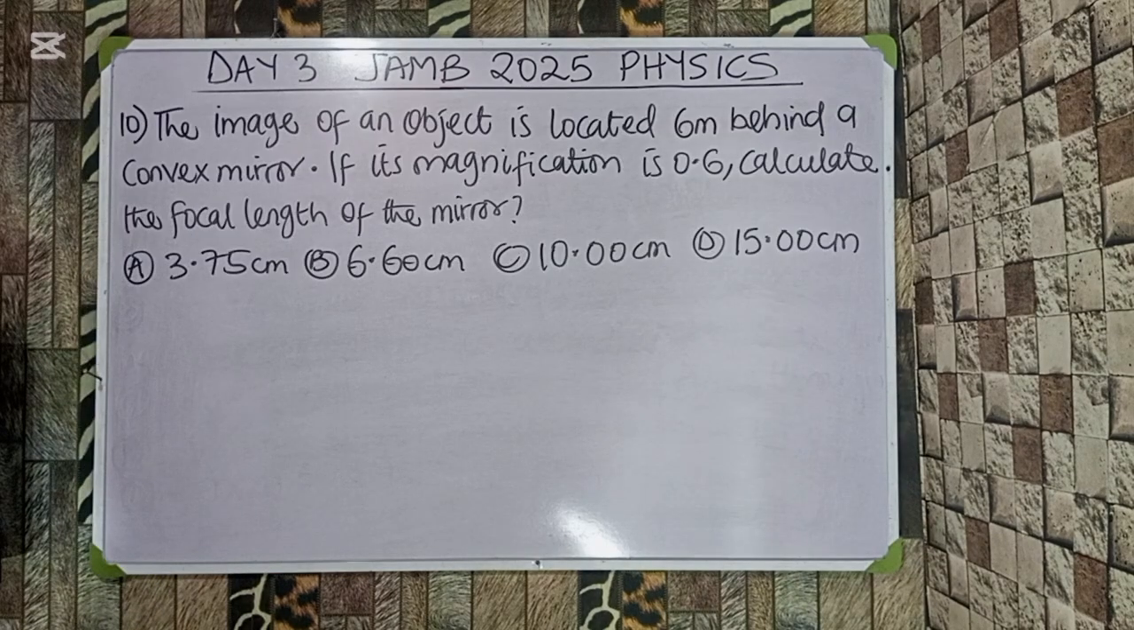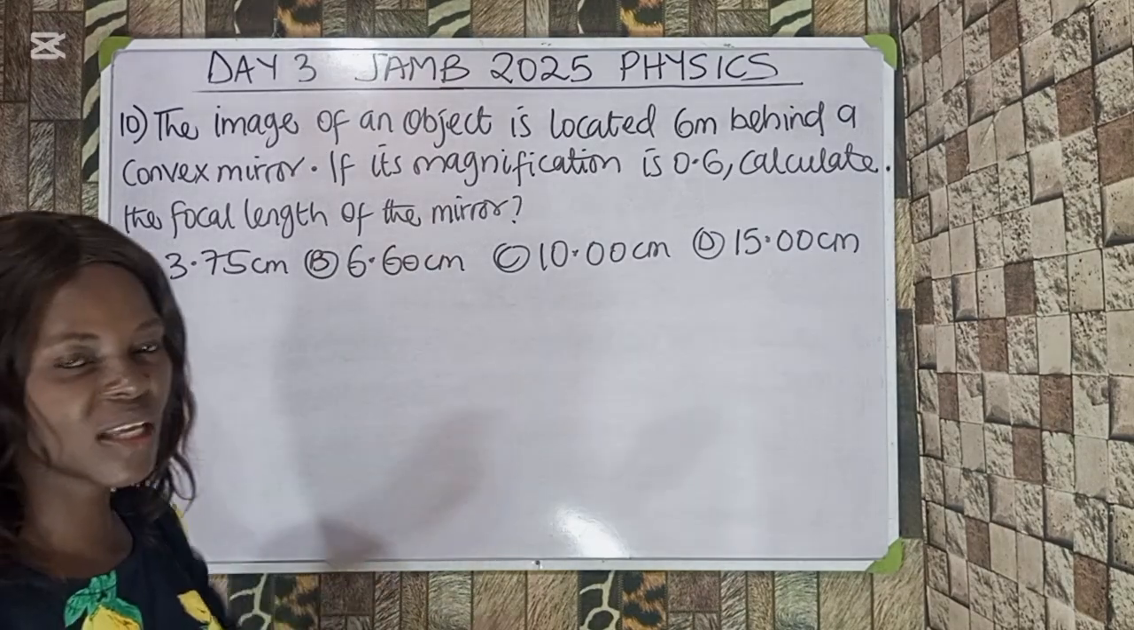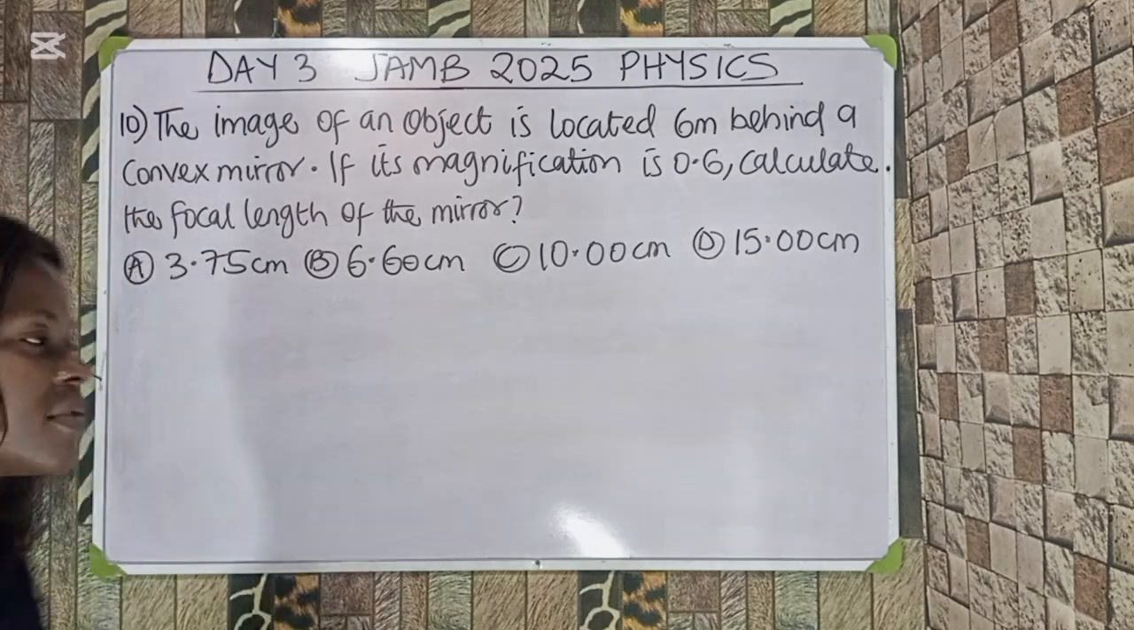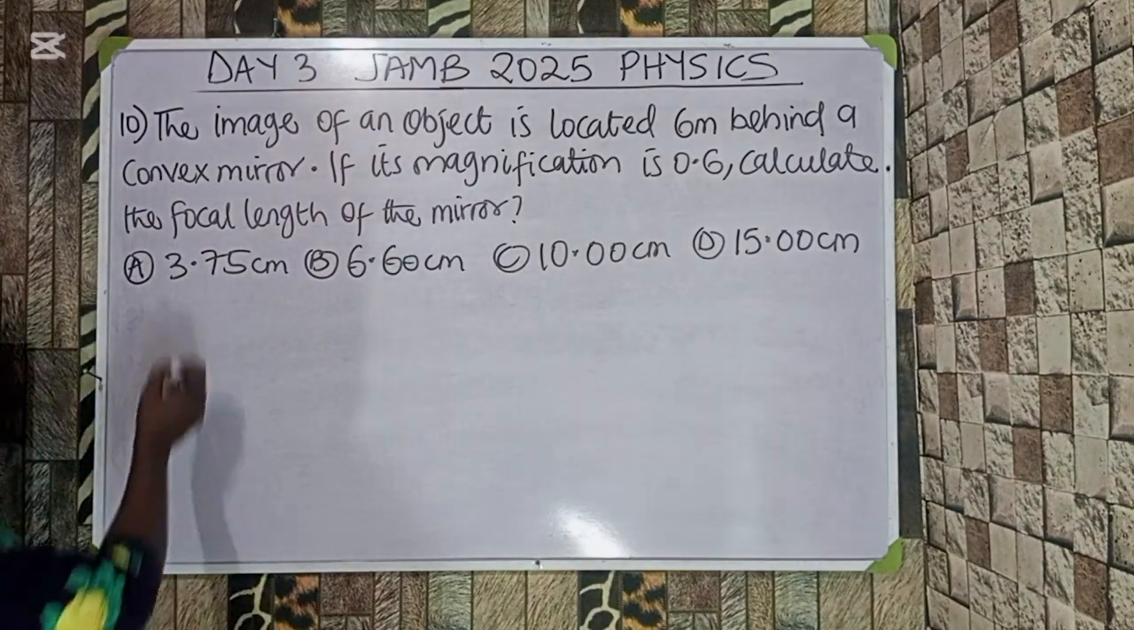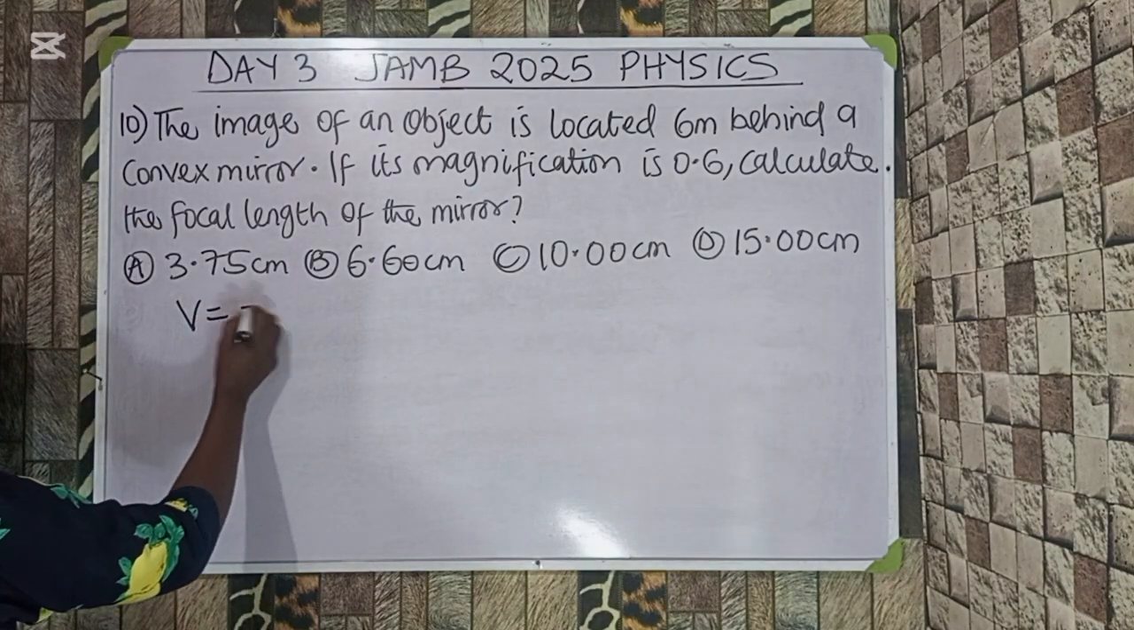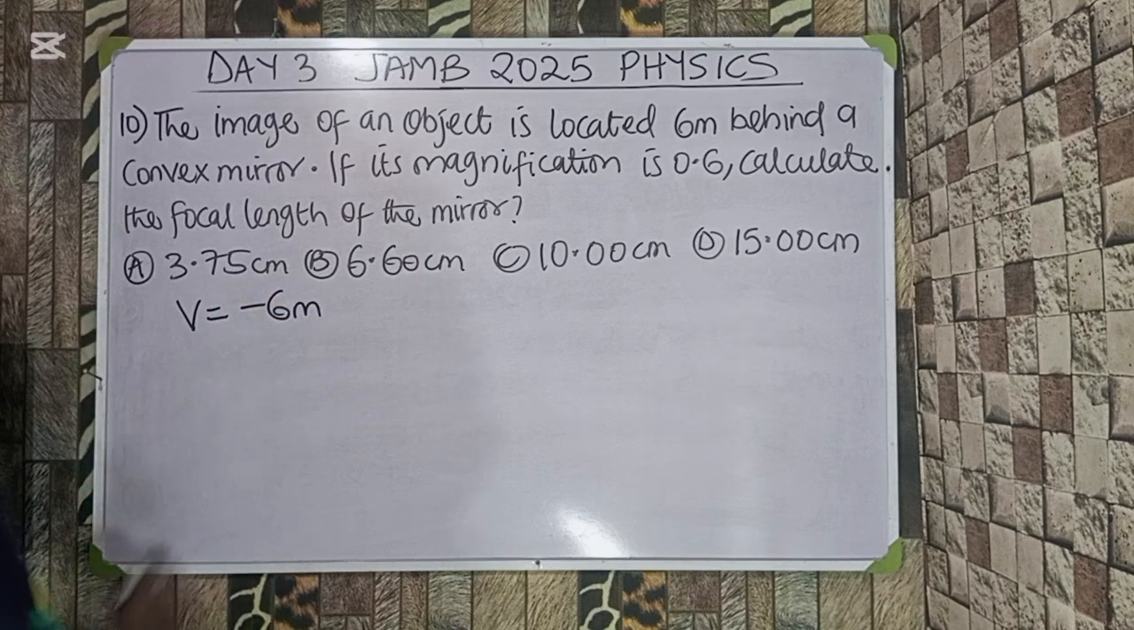Question 10. The image of an object is located 6 meters behind a convex mirror. If its magnification is 0.6, calculate the focal length of the mirror. We have the following options, so let's work it out. Now one thing that will come to your mind is this is a convex mirror and the image is behind, okay? So that means the image distance is negative. So I would say that my V is equal to minus 6 meters, okay?